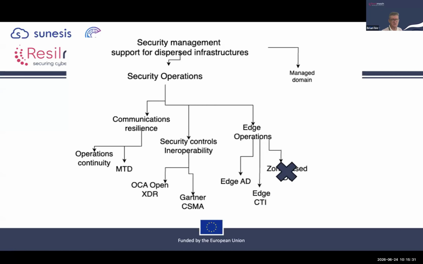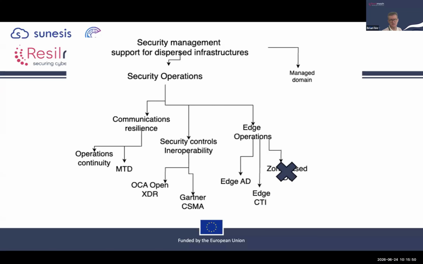So with the other 2 legs of the stool, the first one is around communications resilience, which is looking at resilience in layer 3 and layer 4. We look at 2 things there within the project. We're looking at around operations continuity and the issue of moving target defense, and how that can be used to make the system more resilient is explored in CHAMELEON, which we will come to in a few moments.